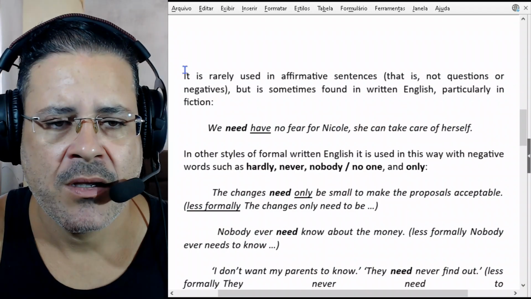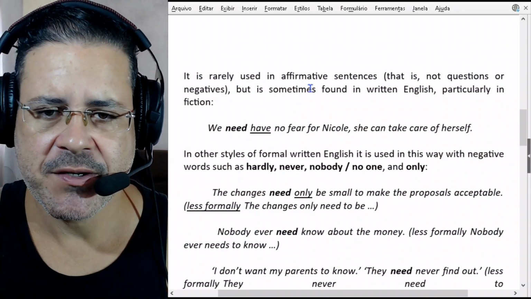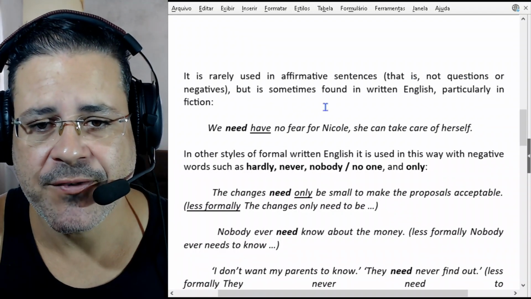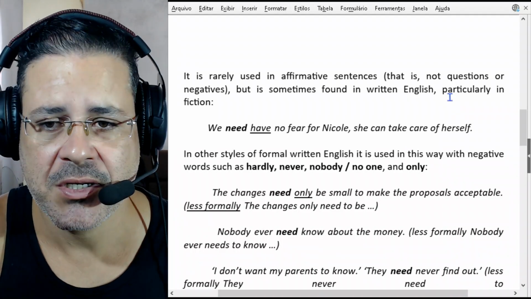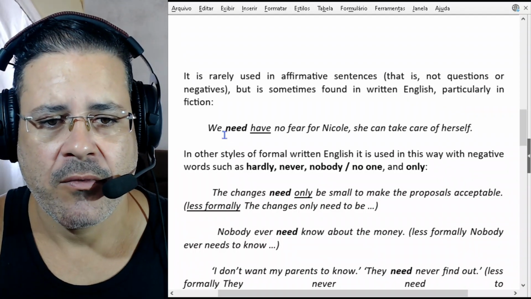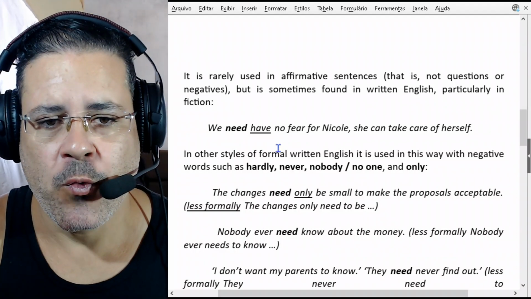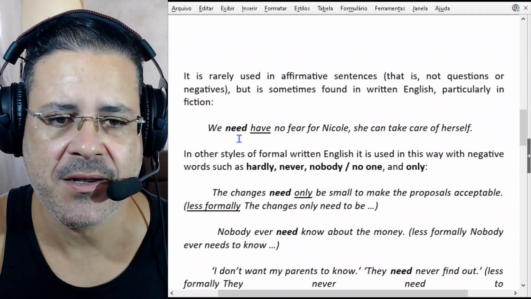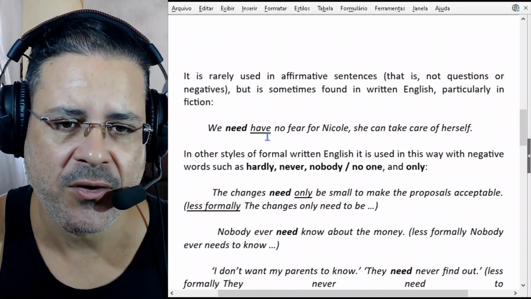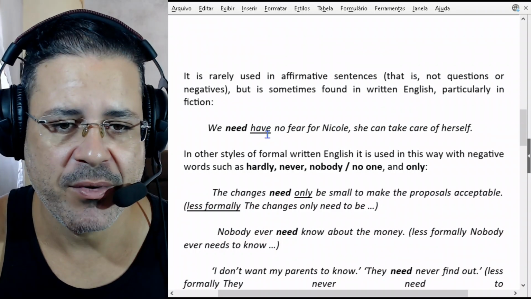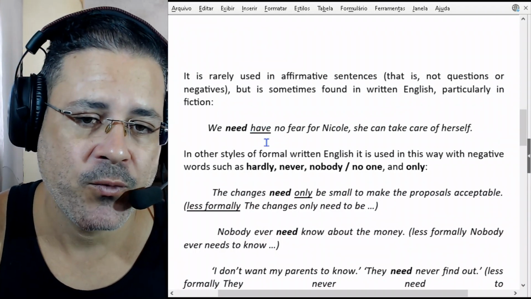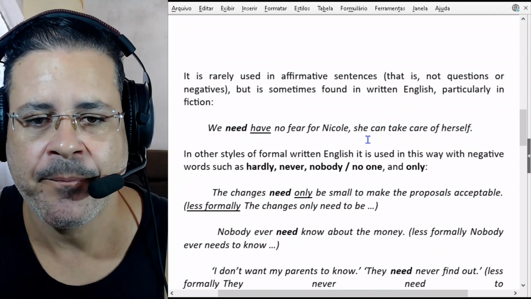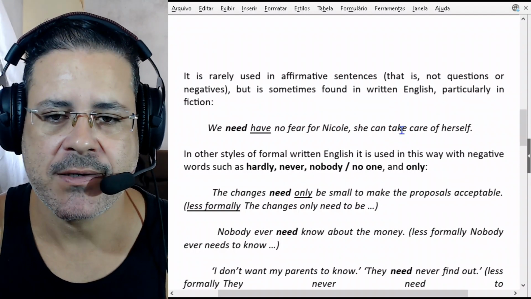Okay, moving on. It is rarely used in affirmative sentences, that is, not questions or negatives, but is sometimes found in written English, particularly in fiction. Another example, we need have no fear for Nicole. She can take care of herself. Of course, in that case, we have need as a modal verb because the following verb is in its infinitive form, but without to. It's in its bare form.